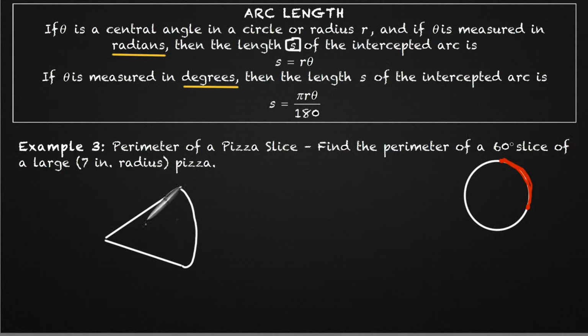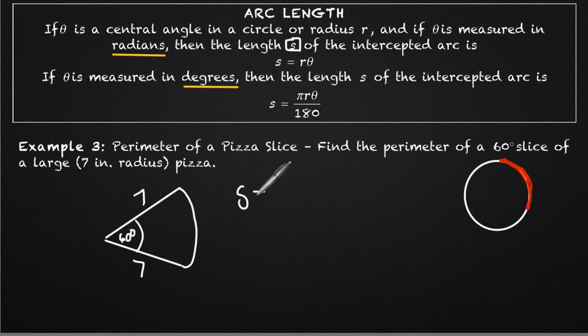All right, so the angle here is 60 degrees. That's my angle. And the radius is 7. So there's 7 and there's 7. All right, so we want to find the perimeter of this piece. So that means we need to find the arc length. Now, the angle given to us is in degrees. So we need to use this formula here, or we could convert 60 degrees into radians and then use this formula right here. Either way, we need to use one of these formulas.